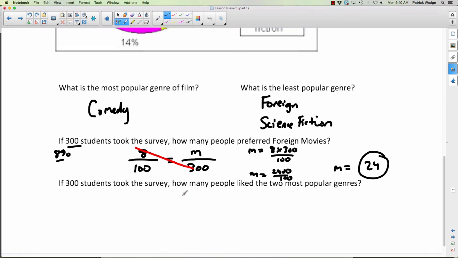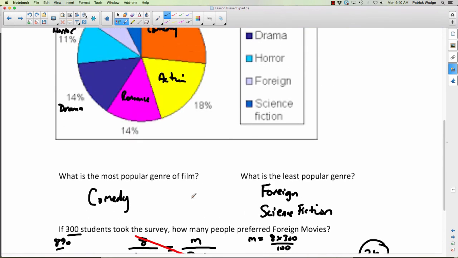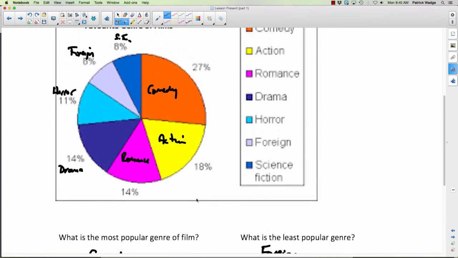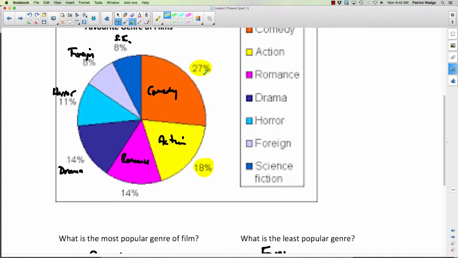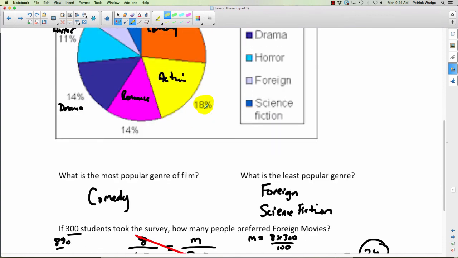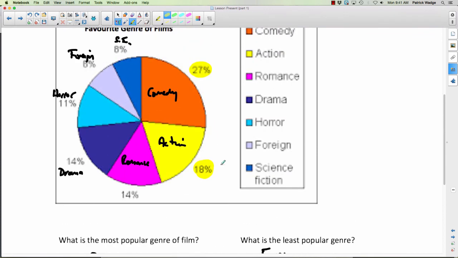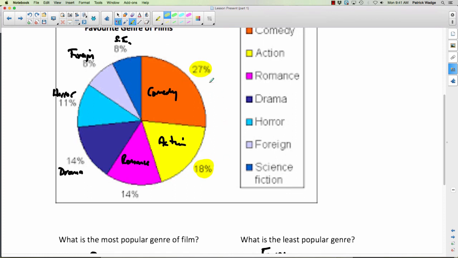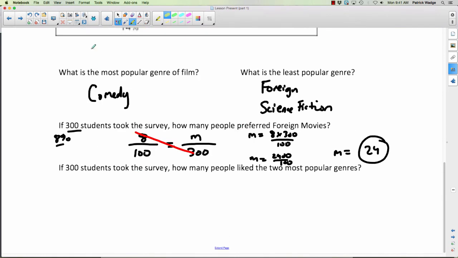All right, if 300 students took the survey, how many people like the two most popular genres? So what are the two most popular genres? It looks like they are comedy. We already said that was the most popular. And the next one is action movies with 18. Now, there's two ways you could do this. You could figure out what 27% is of 300 and figure out what 18% is of 300 and then add them together. But a faster way to do this would be to figure what total percentage is the 27 and the 18. Right? If 27% of people like comedies and 18% like action movies, what total percent is that? So what would you do with those percents? You would just add them together.